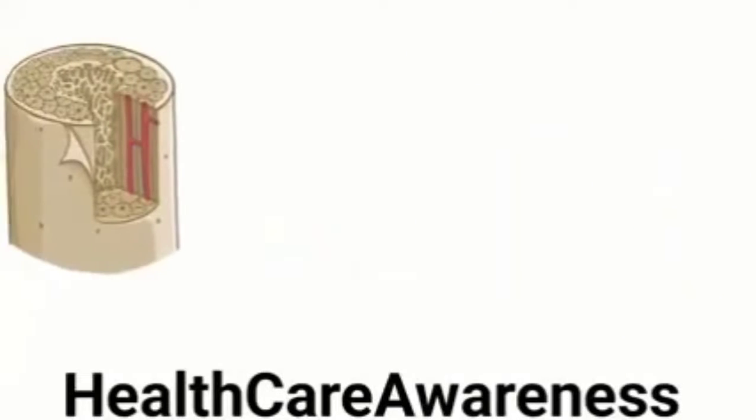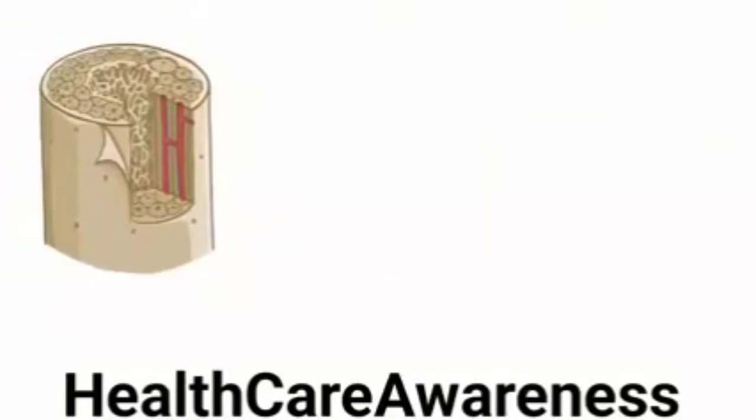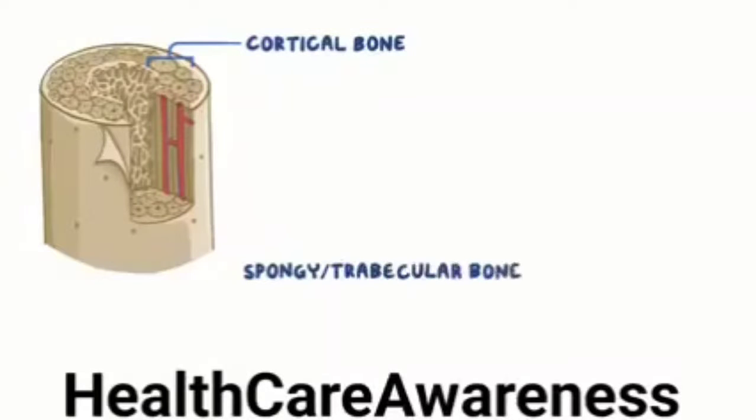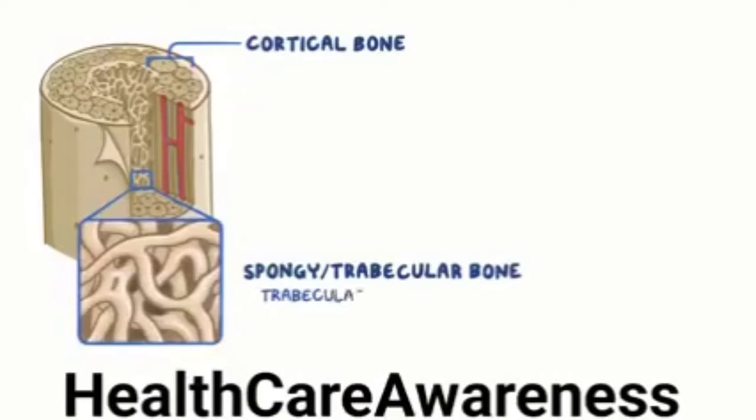Looking at a cross-section of a bone, there's a hard external layer known as the cortical bone, and a soft internal layer of spongy bone, or trabecular bone, that is composed of trabeculi. The trabeculi are like a framework of beams that give structural support to the spongy bone.